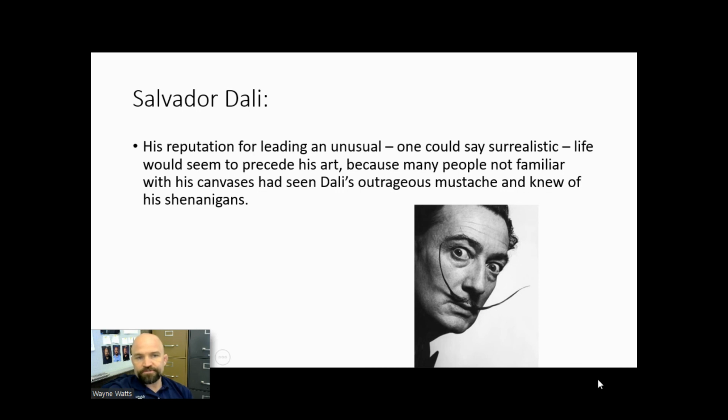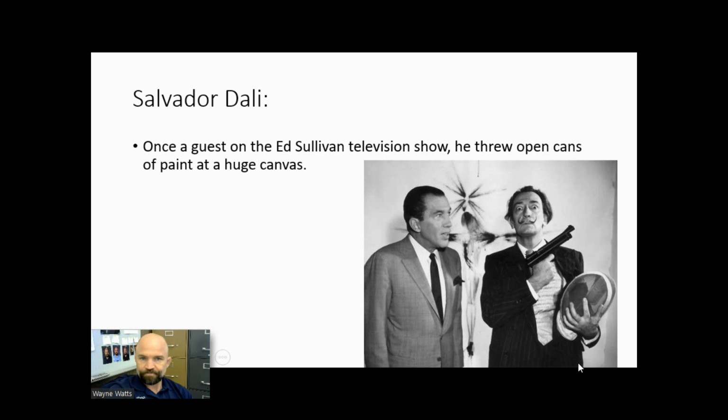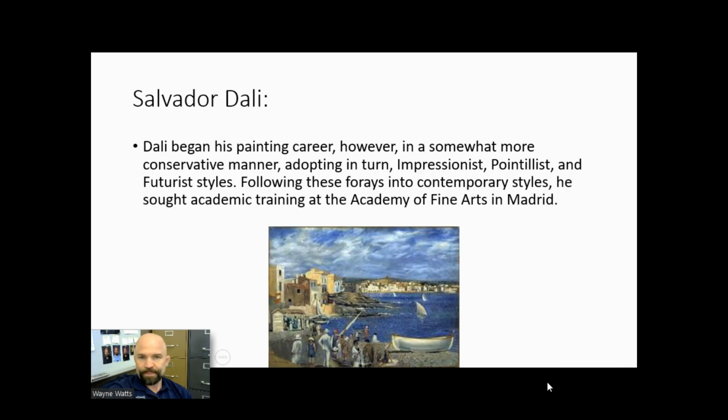His reputation for leading an unusual, one could say surrealistic life, would seem to precede his art because many people not familiar with his canvases had seen Dali's outrageous mustache and knew about his shenanigans. Once a guest on the Ed Sullivan television show, he threw open cans of paint at a huge canvas.